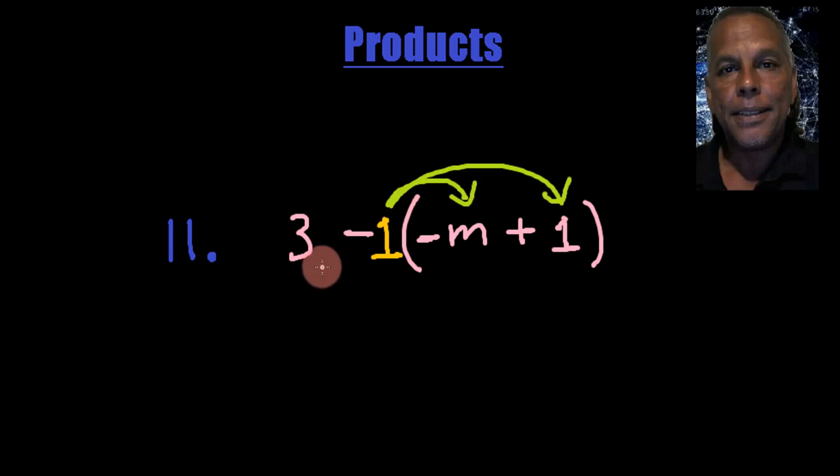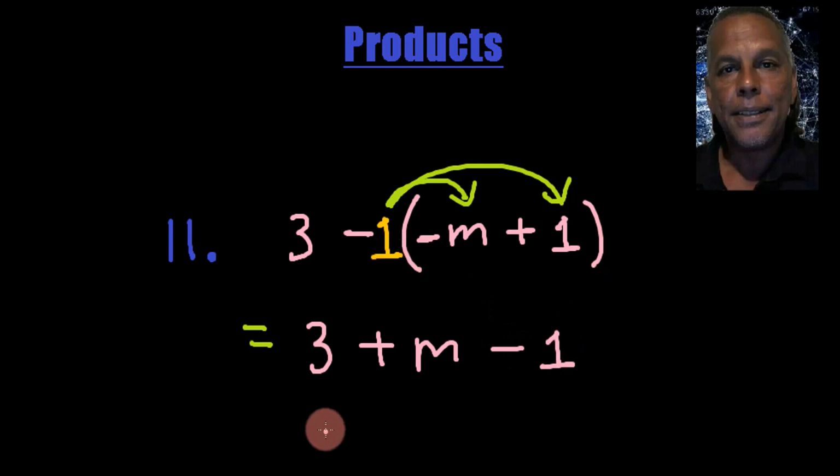So we're going to keep the 3 for now. So it's 3, and then a minus times a minus is a plus, and 1 times m is m. Then we have a negative times a positive here, which is a negative, and 1 times 1 is 1. Now we can add like terms. So 3 minus 1 is 2, and then of course we still have the plus m here.